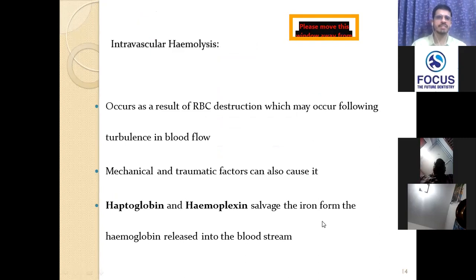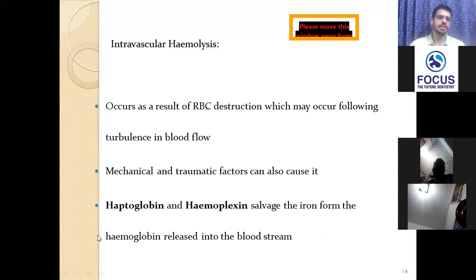Next, you have intravascular hemolysis. This occurs as a result of RBC destruction due to certain turbulence within the blood flow. This can be due to mechanical or traumatic factors. It can be something as simple as a turbulent blood flow, or it could also be due to a blunt trauma to the surface. As a result of this, RBC destruction can occur right at the site where the intravascular trauma has occurred.